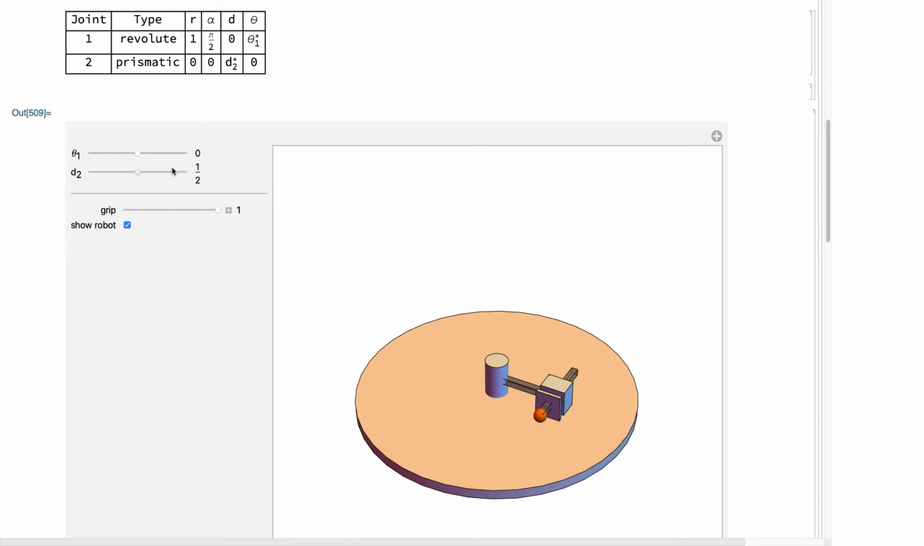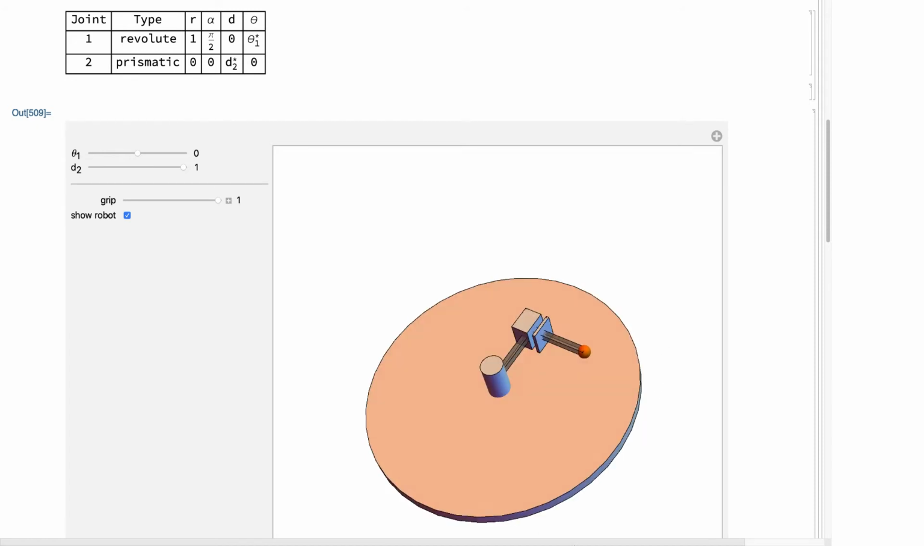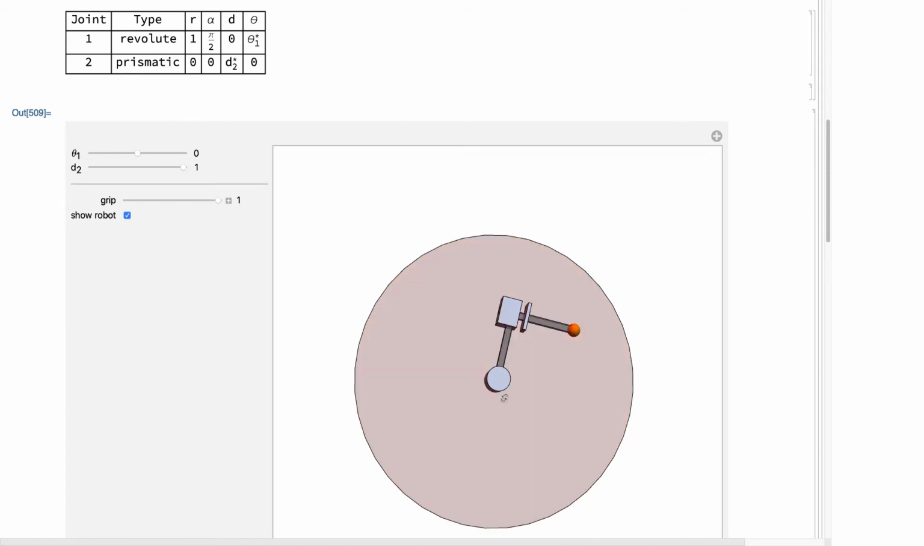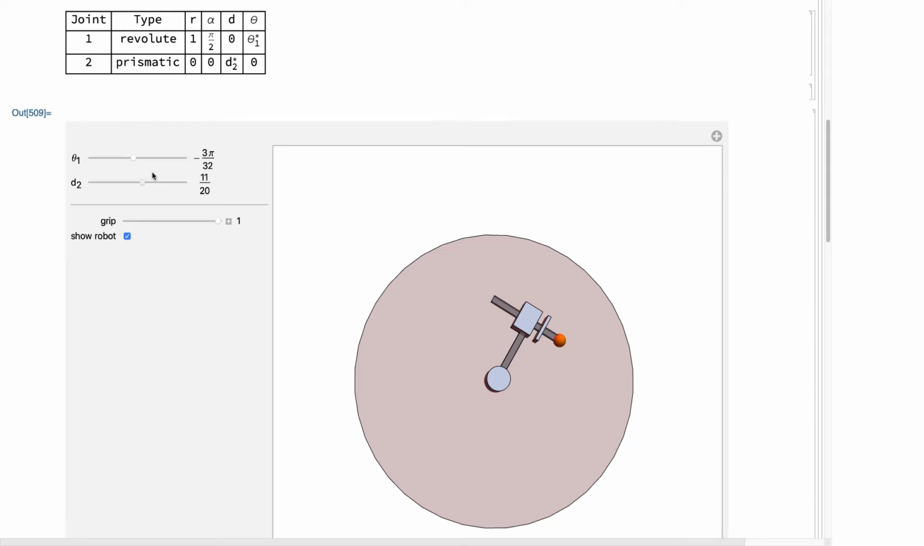Let me give it a little bit of a D2 value. And let's look at it from the side just like we saw it in our demonstration. You can see that the lines that we've drawn between the joints look a little bit different than the drawing, but these are just showing how that fits together. So I can rotate this around. As I do my positive rotation, it's going to the left. Go negative, it turns to the right. And then I can extend that last frame out and in.